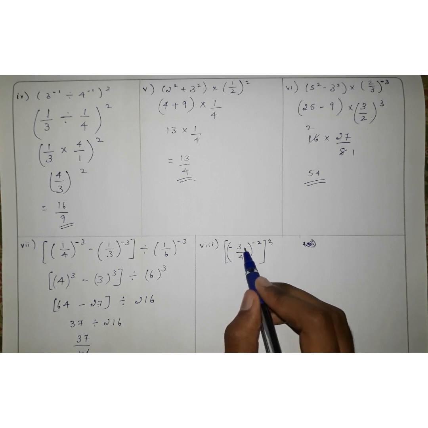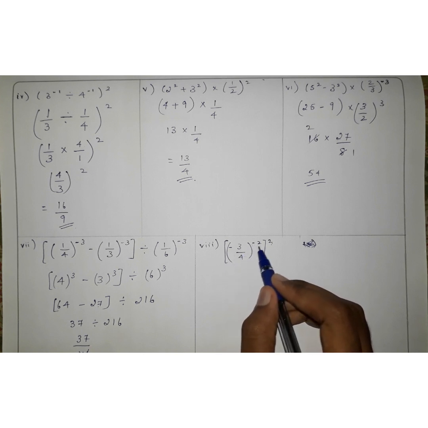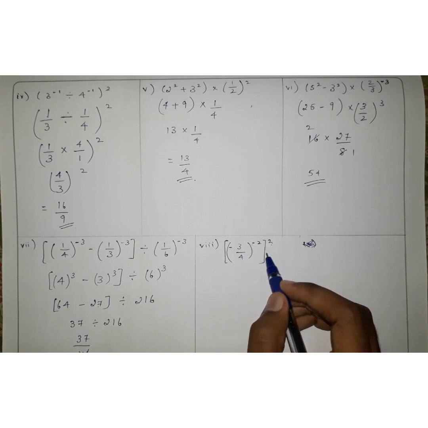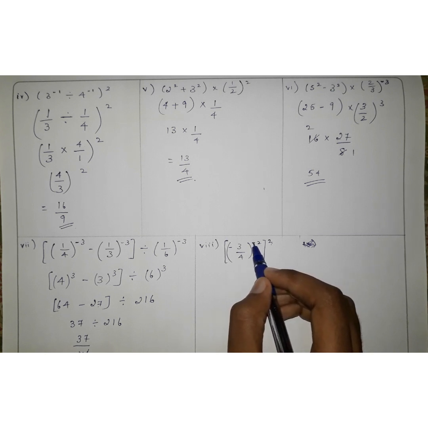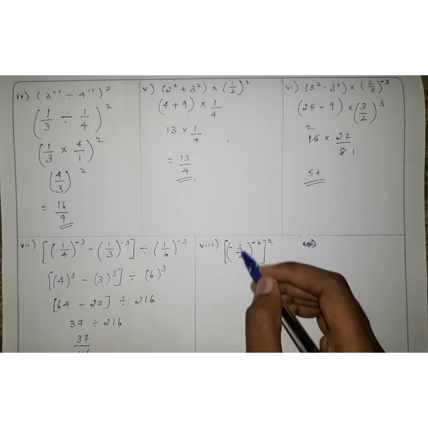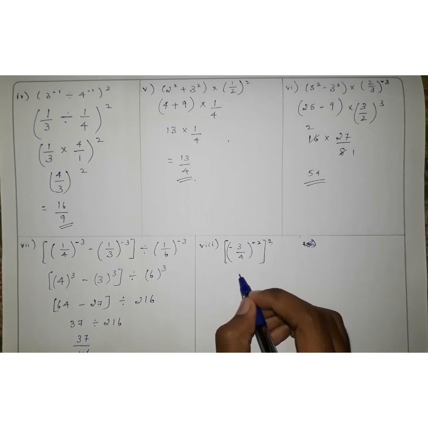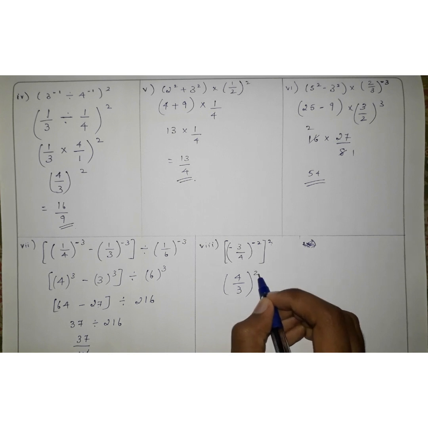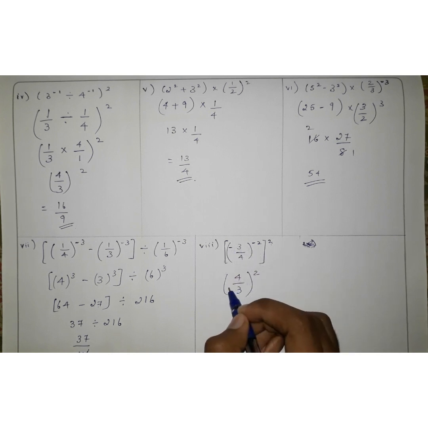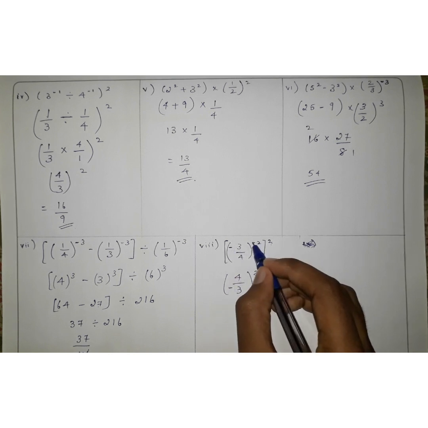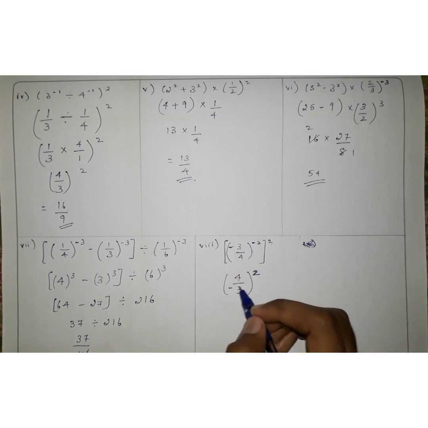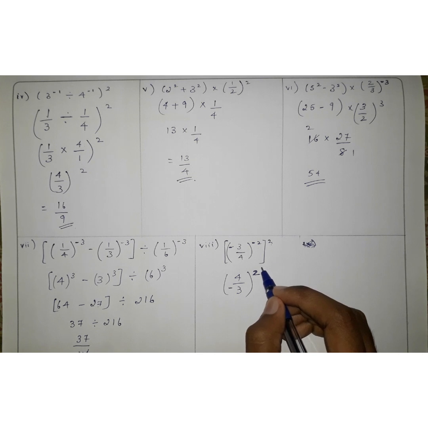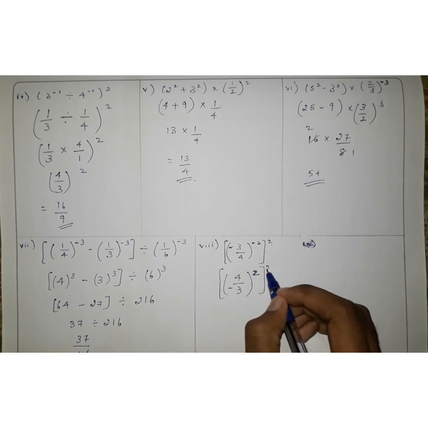Here, minus 3 by 4 to the power minus 2 whole to the power 2. So first what we are going to do is take this minus sign away. So what we are going to do is reciprocal this. So it will be like 4 by 3 to the power 2, and this minus sign will remain as it is. We are just going to remove the sign of the power, not the sign of the base. So keep that in your mind. Now whole to the power 2 as it is.